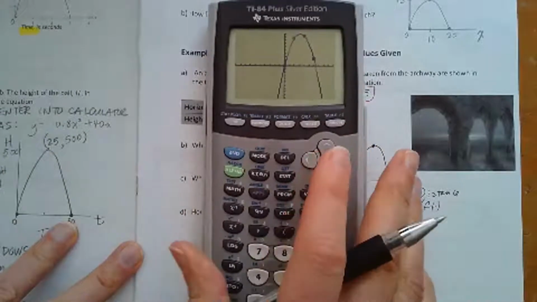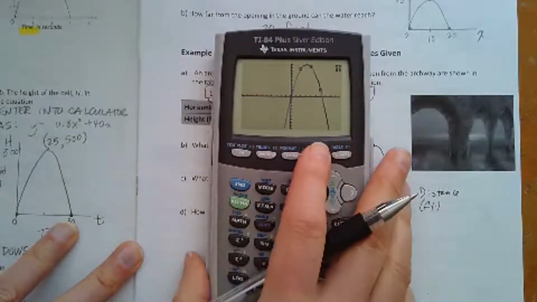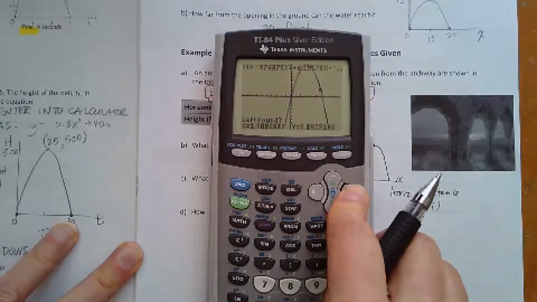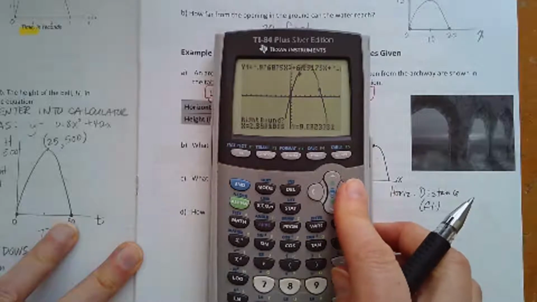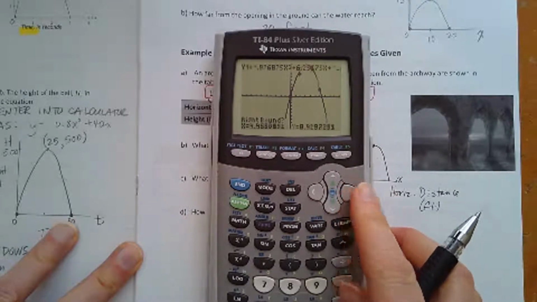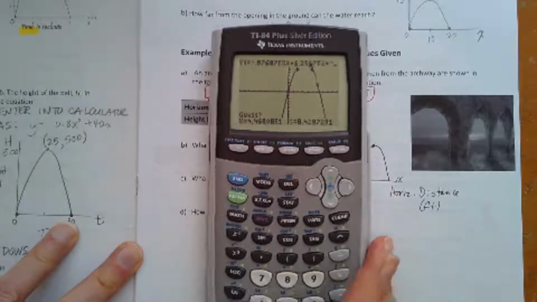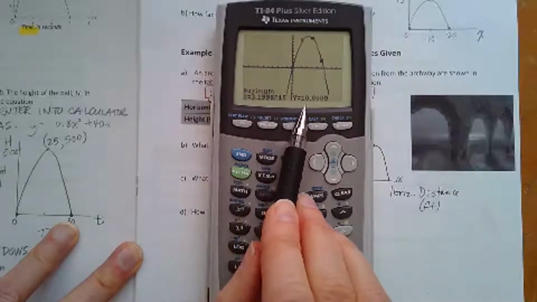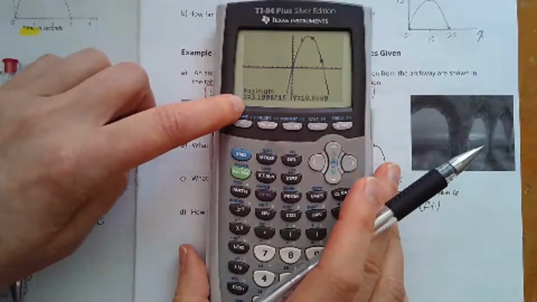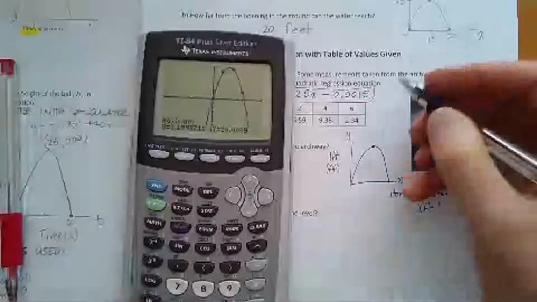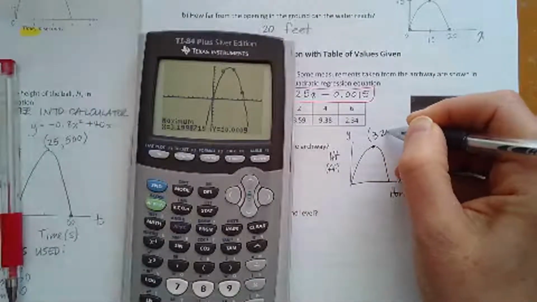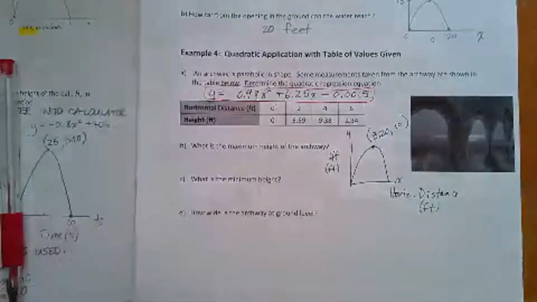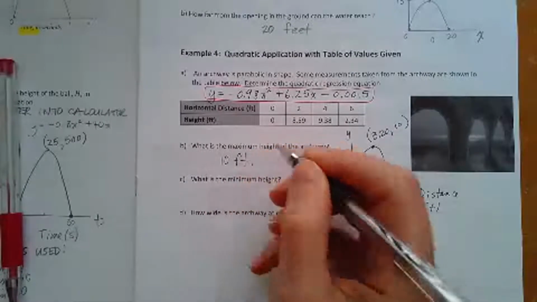So I'm gonna find my vertex first. Second trace, and it's a maximum value. I'm going to move to the left. Answer yes. I'm going to move to the right. Answer yes. Take a guess. My maximum value is 10. So my vertex is 3.20, 10. Okay, so my vertex is 3.20, 10. And the y value is the maximum height, so we say 10 feet.